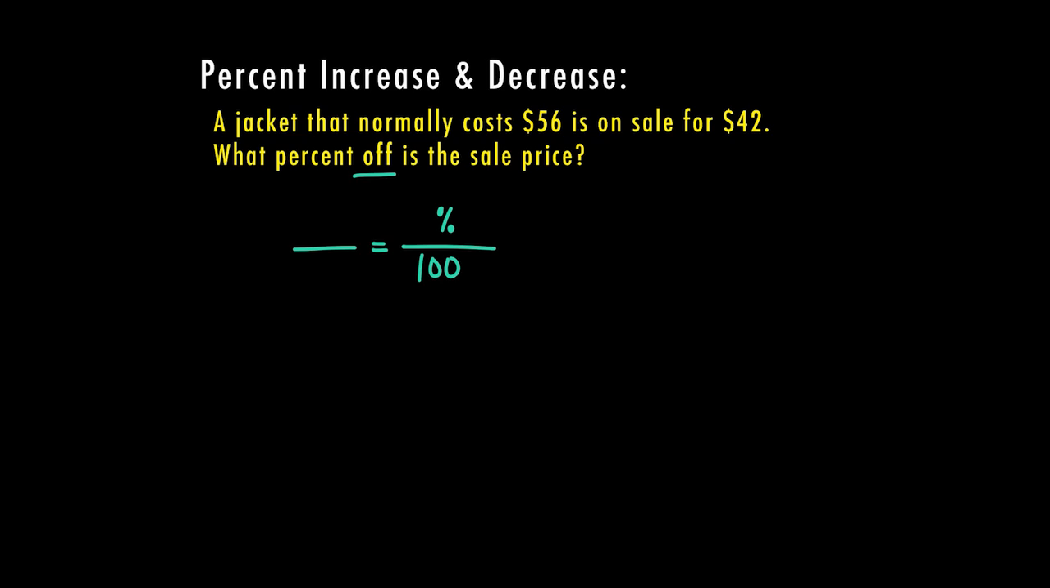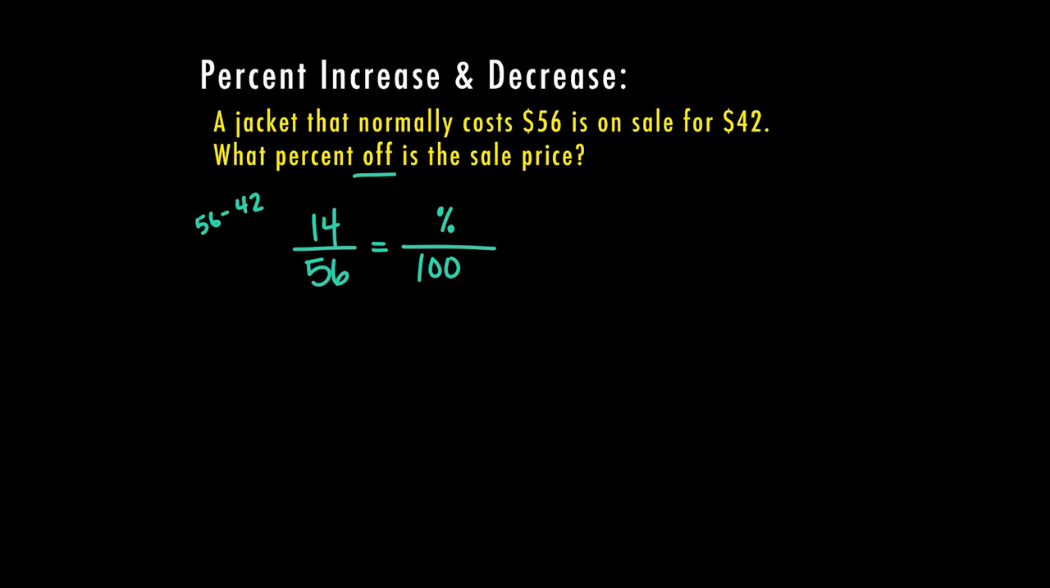And anytime you don't have your percent, you can either put your percent sign there or you can use a variable to represent the unknown. And then I know that the normal cost is $56, so that's what I started with, was $56. And then it's on sale for $42. So in order to get this numerator here, I'm going to subtract 56 minus 42, which in this case is going to equal 14. So now I know that $14 is the change in price and $56 is the original price, and that's going to equal my percent.